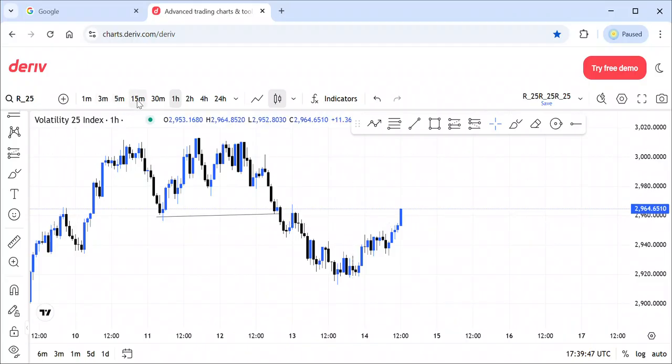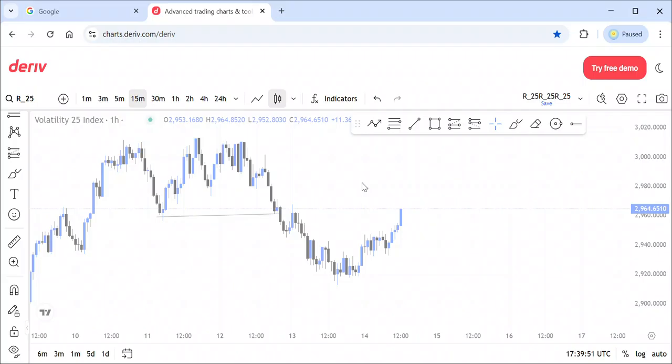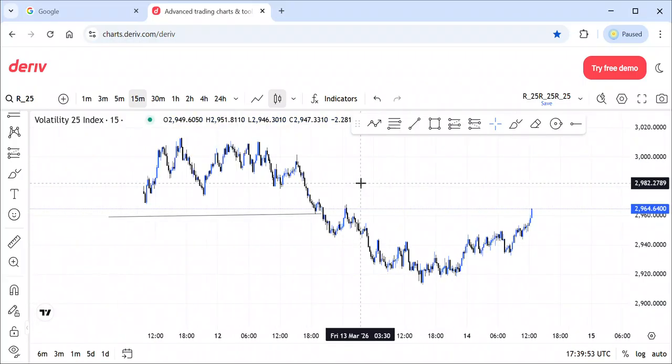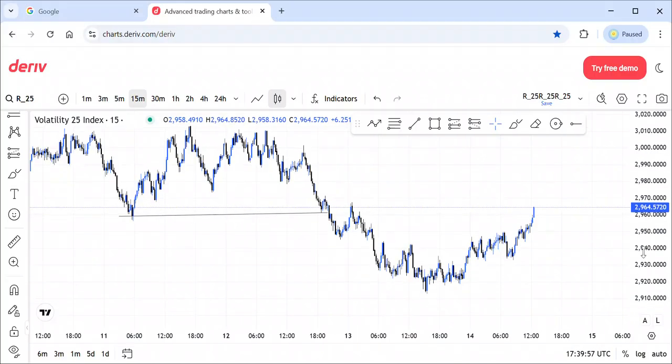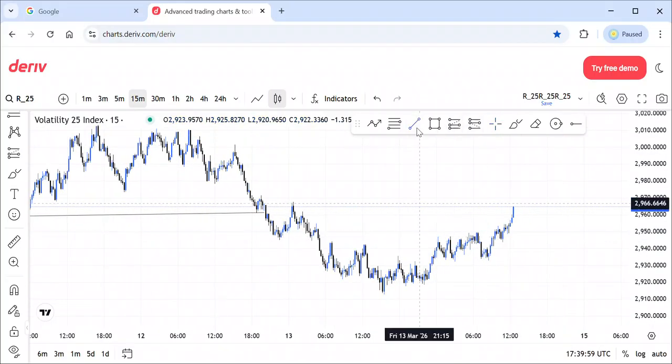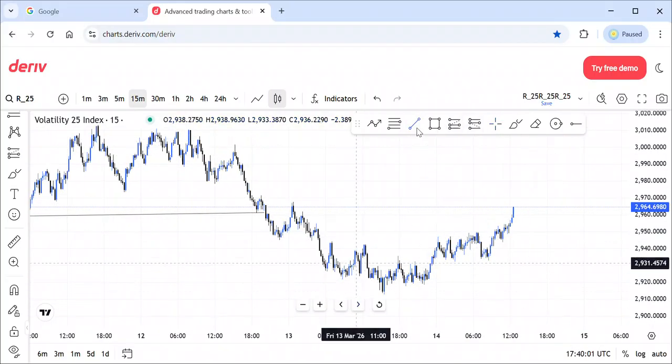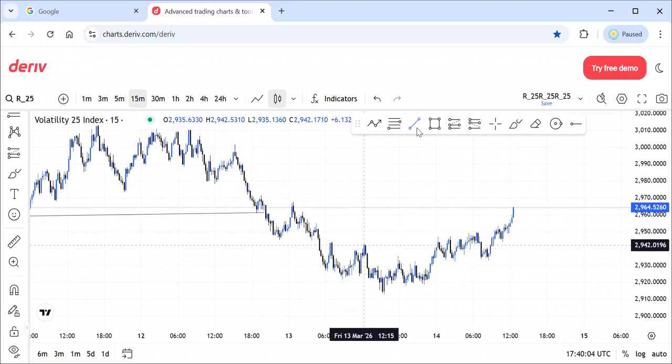Let's go to 15-minute time frame. So on this 15-minute time frame, as you can see, the market is buying. What do we see? Can see this was our last high. What happened? Market broke it out to the upside.